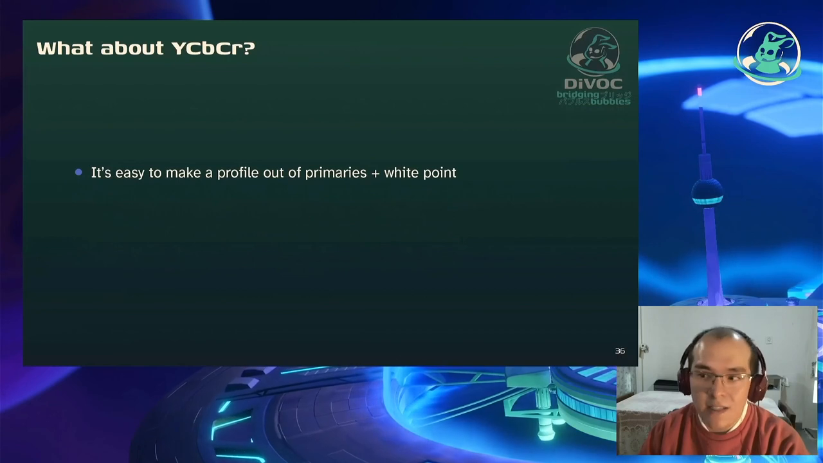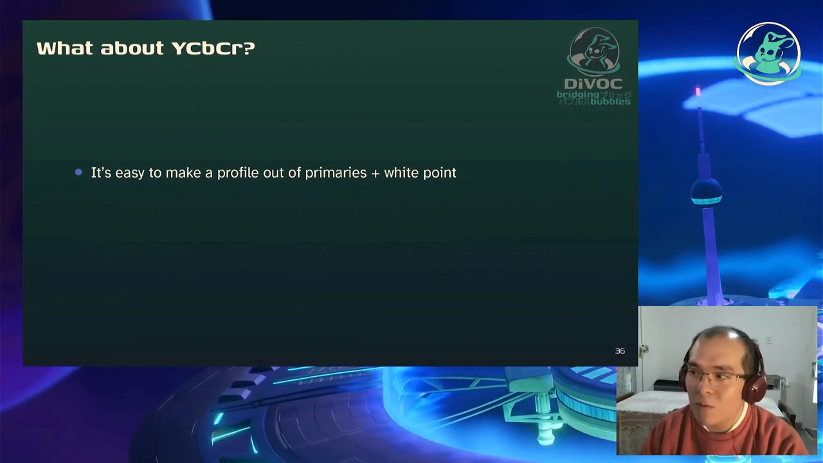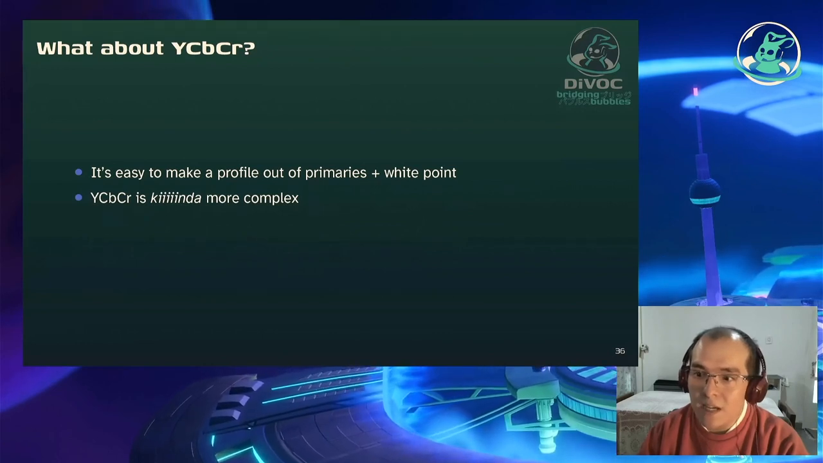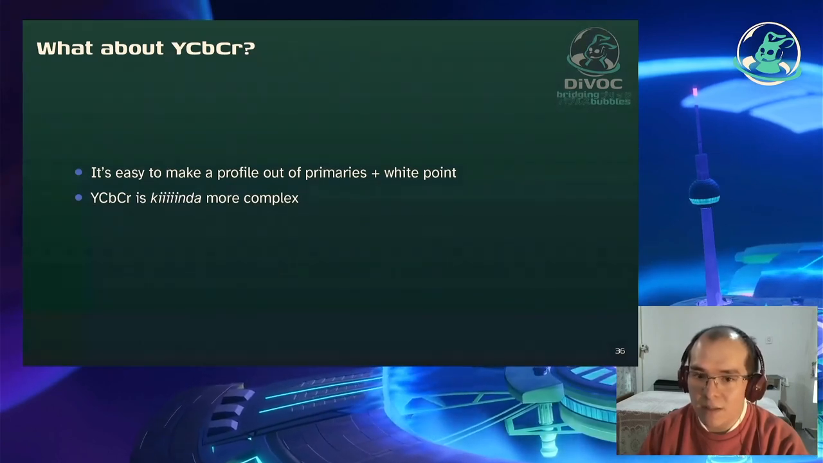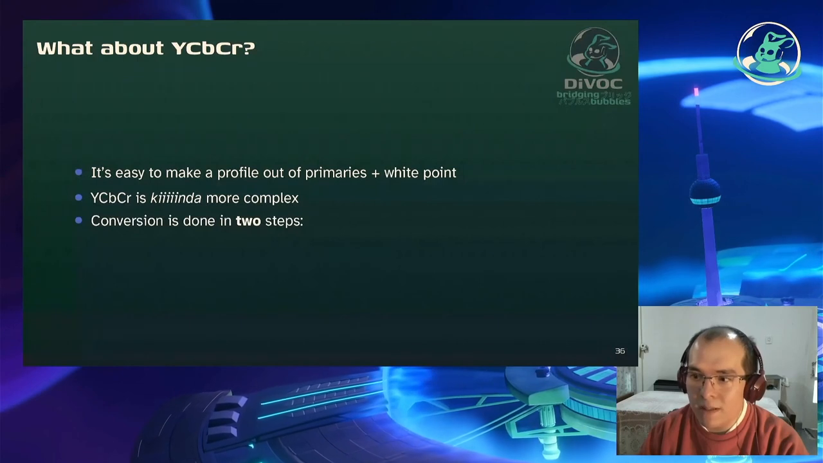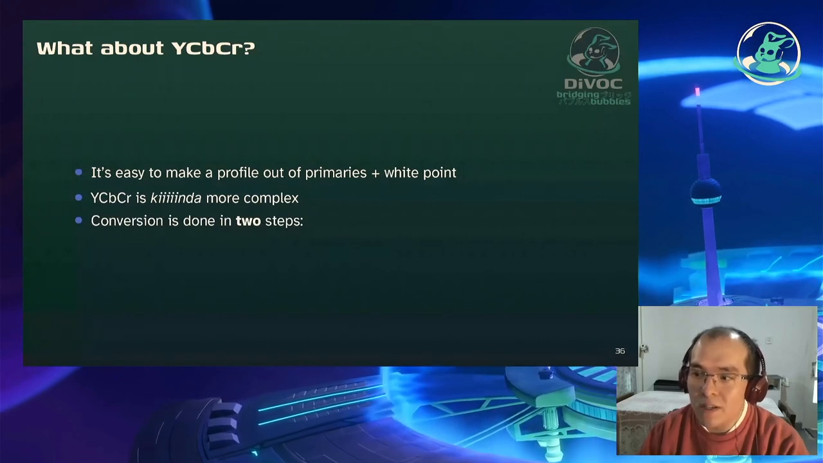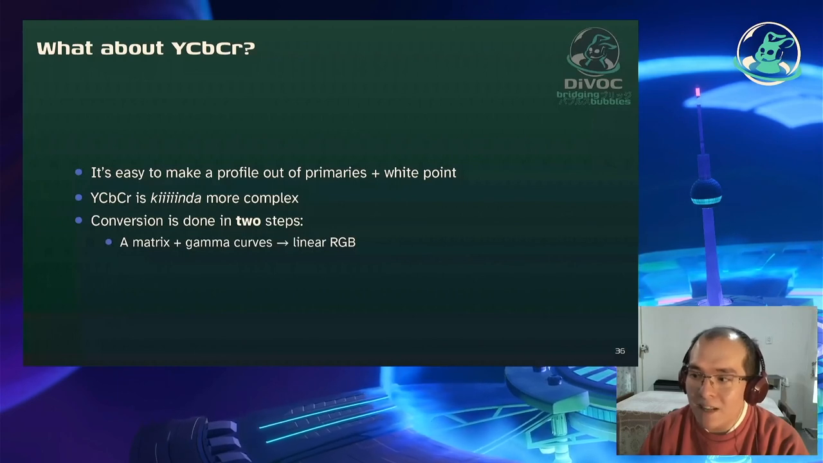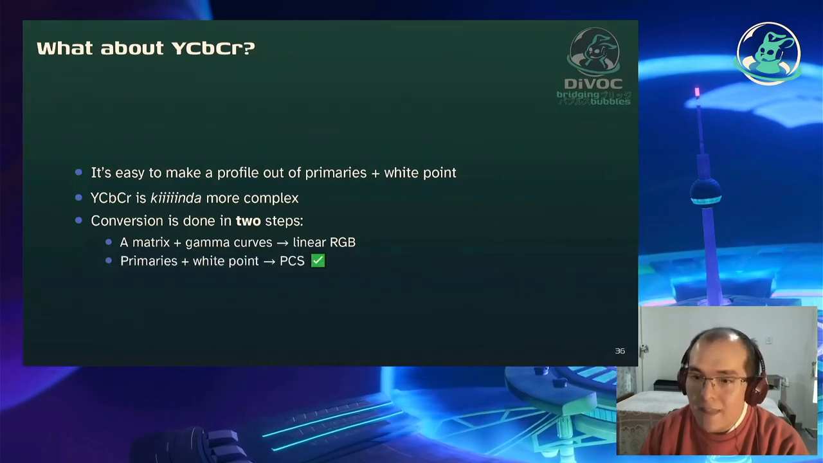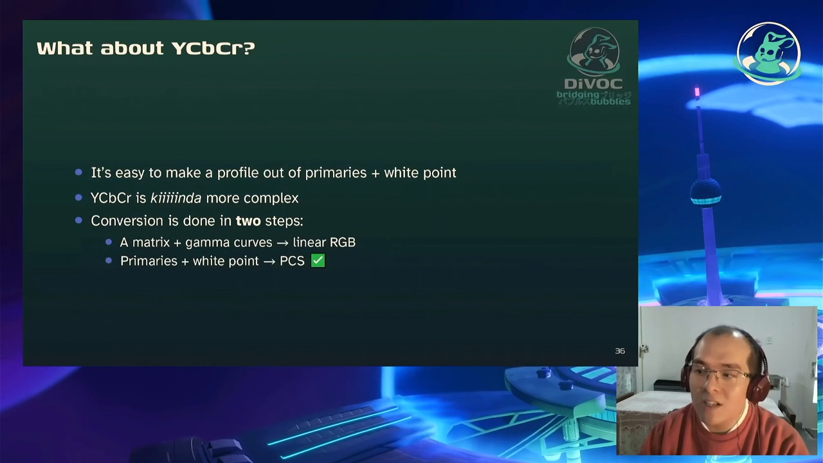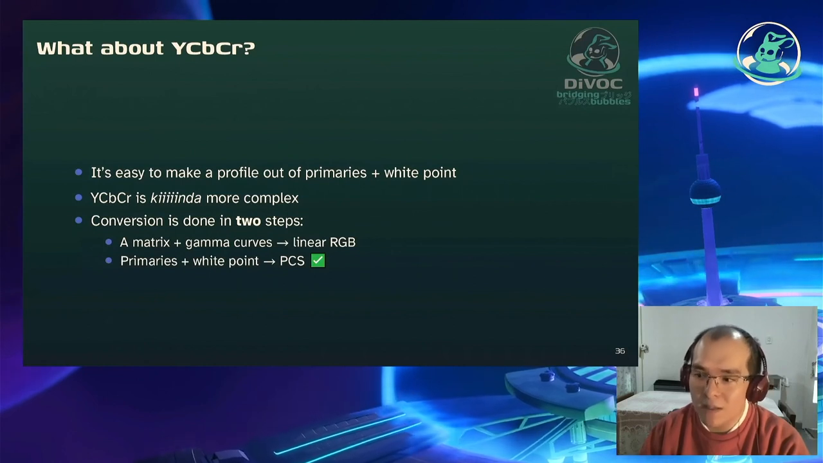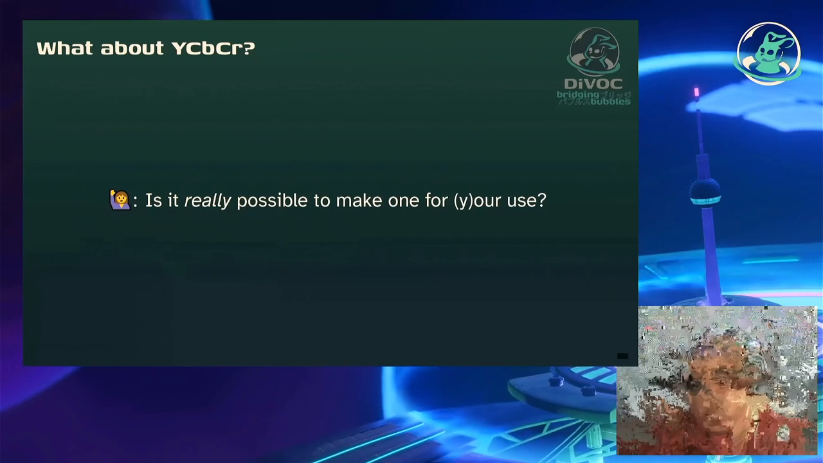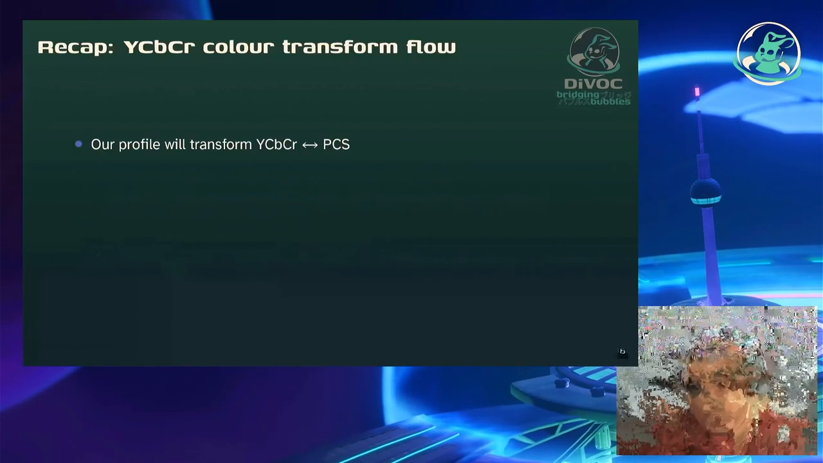What's ICBCR? It's easy to make a profile out of primaries plus a white point like RGB, but ICBCR is not one of these type of profiles. The conversion is done in two separate steps. We need to apply the matrix plus the gamma curves, and this leaves us in linear RGB. And only then we can apply the matrix plus TRC to end up in the profile connection space. Is it really possible to make a profile for our own use? Yes.